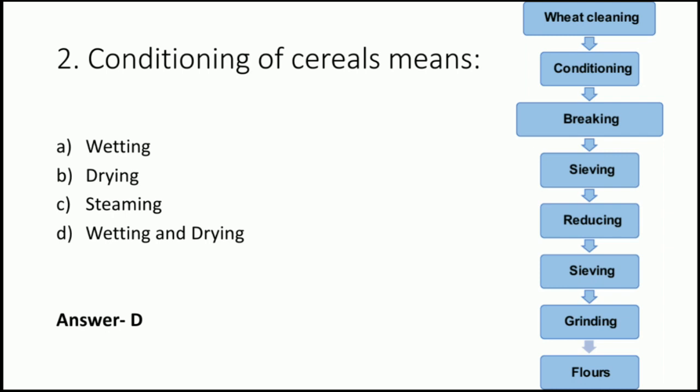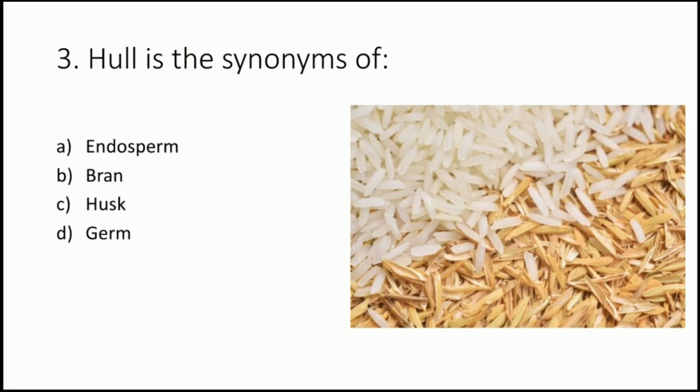So let's move on to the next question. Question number 3. Hull is the synonym of. So it is related to the structure of rice. Here I have given a picture also. This brown part which you are seeing is known as hull. So you have to answer: hull is also known as endosperm, bran, husk, or germ. So the correct answer is option C, that is husk.